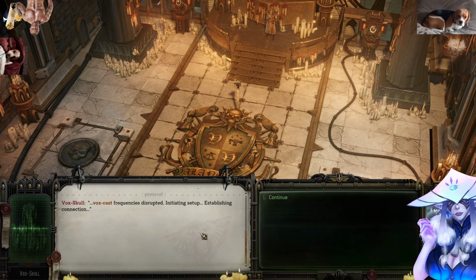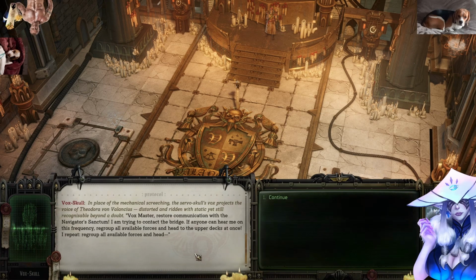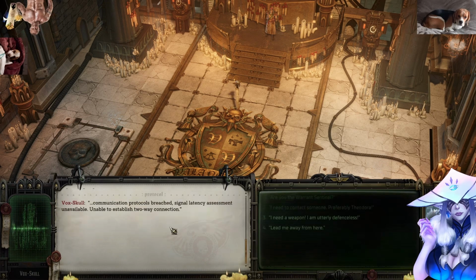Voxcast frequencies disrupted. Initiating setup. Establishing connection. Voxmaster, restore communication with the navigator's sanctum. I am trying to contact the bridge. If anyone can hear me on this frequency, regroup all available forces and head to the upper decks at once. I repeat, regroup all available forces and head... Communication protocols breached. Signal latency assessment unavailable. Unable to establish two-way connection.